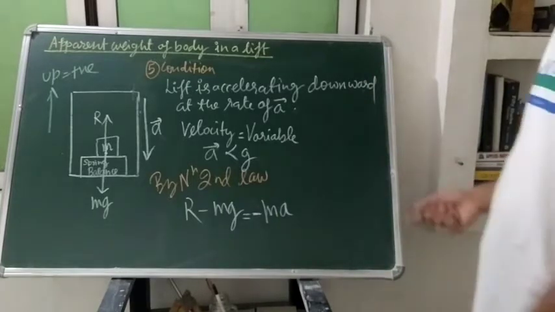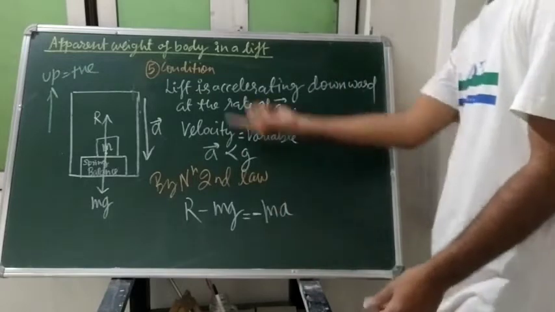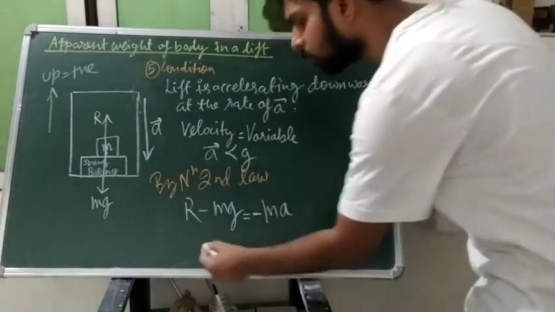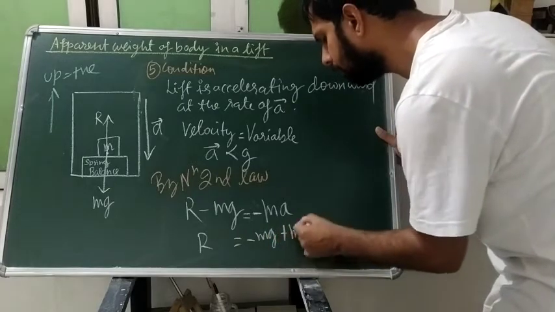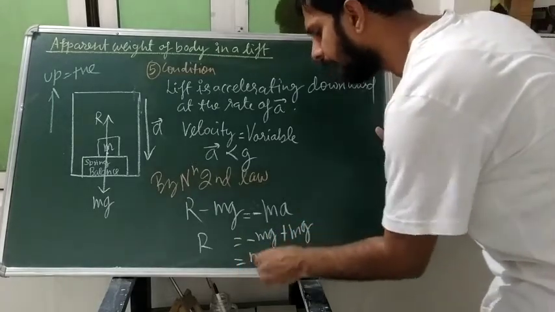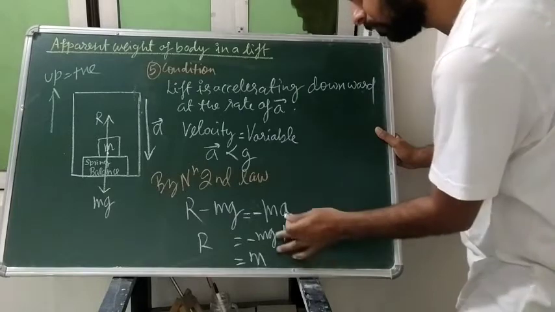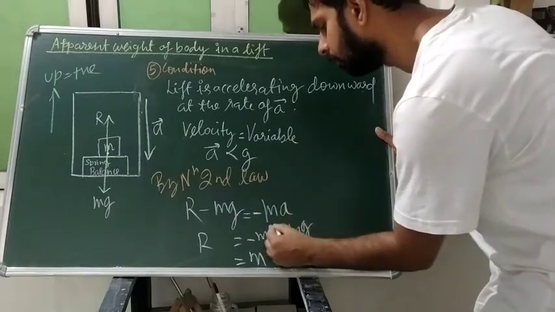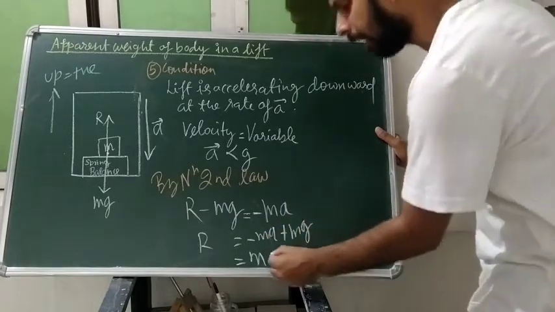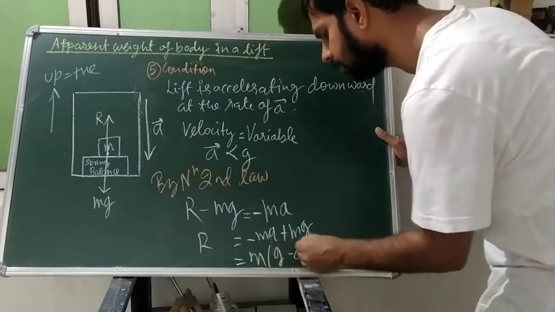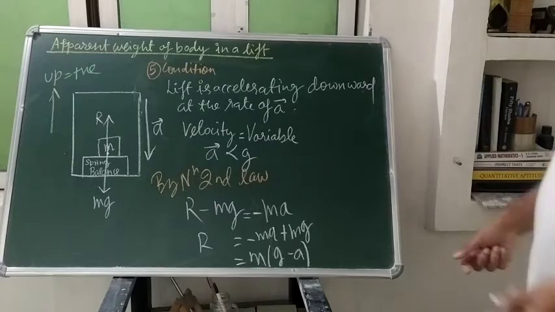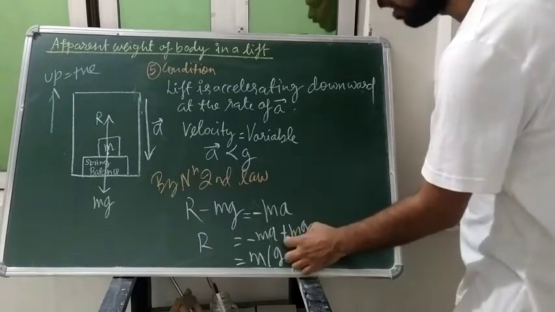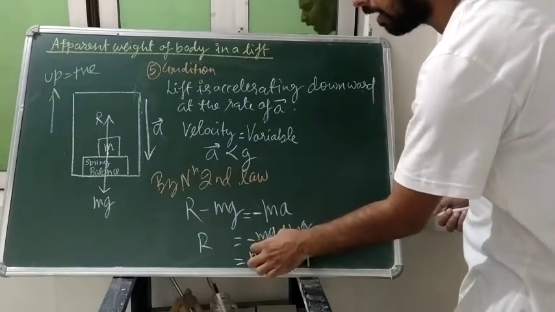Are you getting or not? Downside will be what? Minus. Upside is positive, downside is minus. So R will come out, student, minus of ma plus of mg. And when you take m common, it comes out m times g minus a. So from the weight we are subtracting ma.